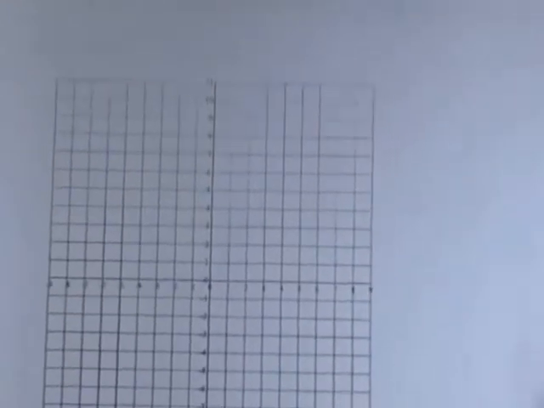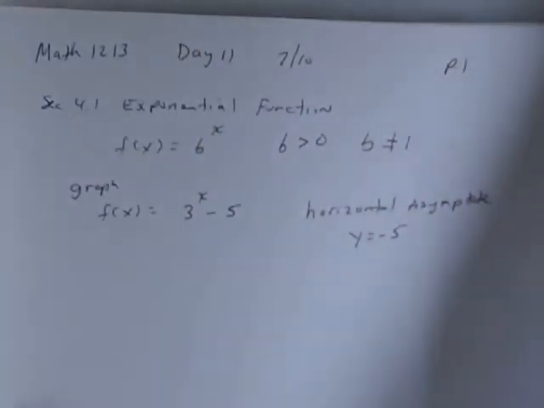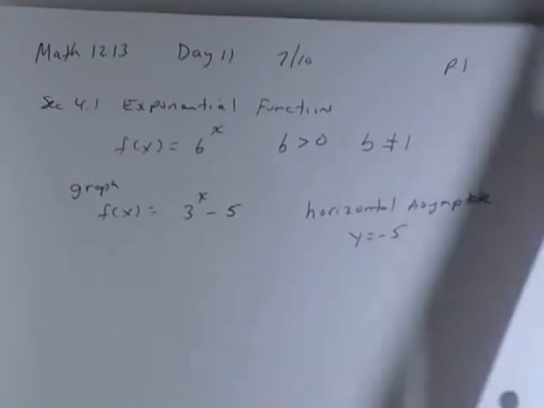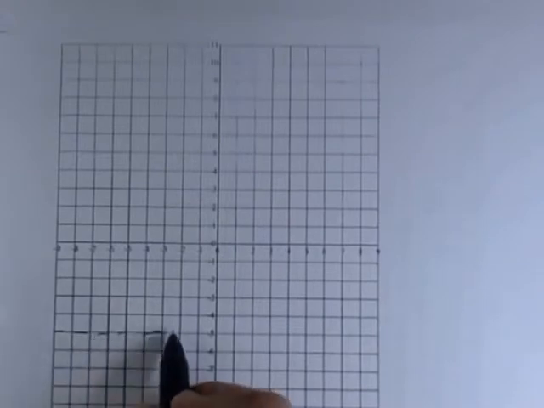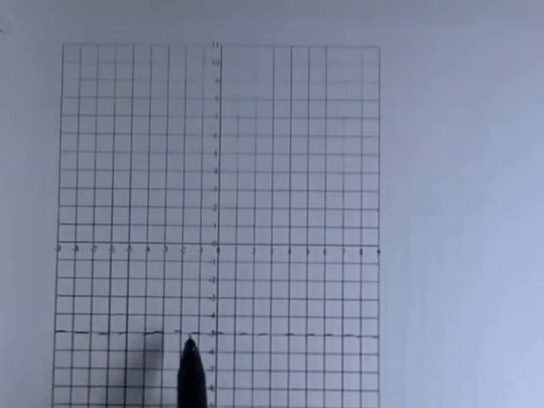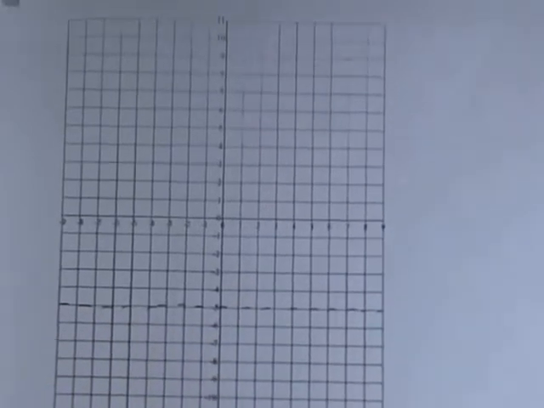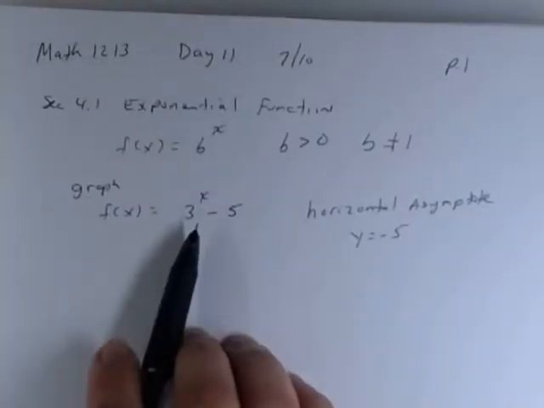So the first thing you're going to do is graph the horizontal asymptote. The horizontal asymptote is what equation? Y equals -5. So y equals -5 is right here. When you graph the horizontal asymptote, you're going to use a dotted line. Now here's the next question. Do you think the graph is above or below the horizontal asymptote and why?